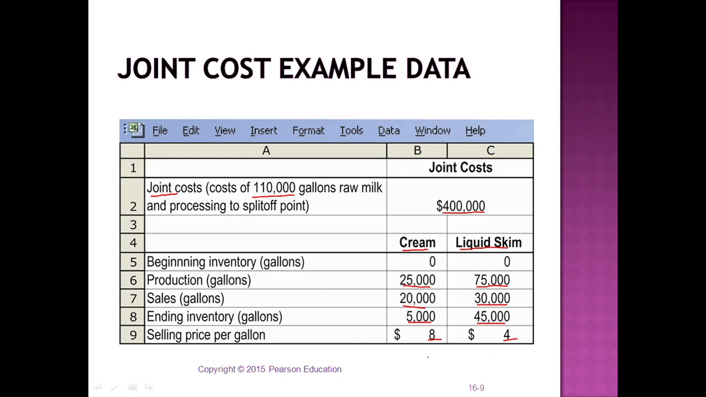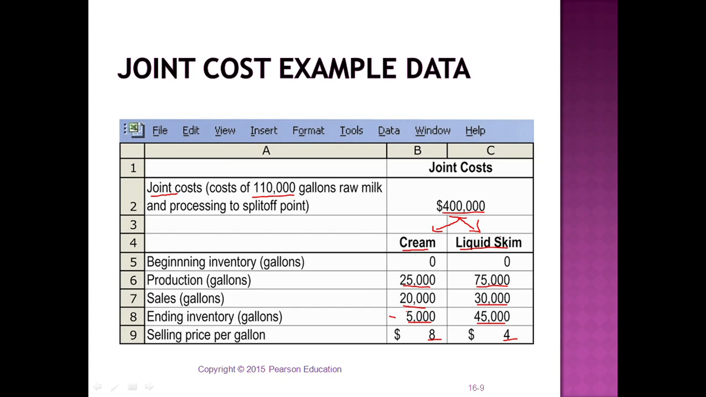Okay, so now we have two outputs, cream and liquid skim. We will call both of them joint products because both of them have considerable sales value. That is what we are going to take up in the next slides, where we'll talk about how you would allocate this $400,000, that is the joint cost, towards the cream and liquid skim. So how much of this $400,000 will be allocated to the cost of cream, and how much to the cost of liquid skim?